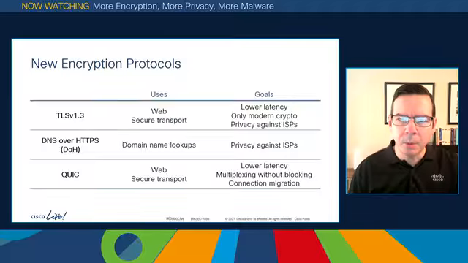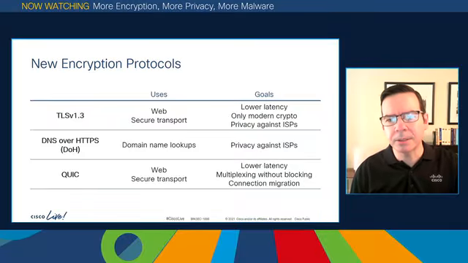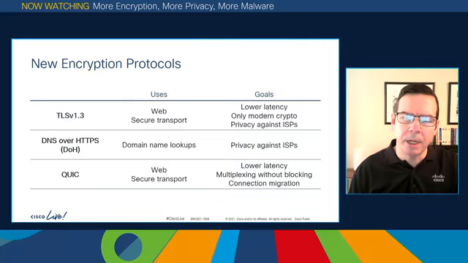And lastly, QUIC is a secure web protocol like TLS, but one with more performance advantages even than TLS 1.3 has. So it has lower latency, but it also does multiplexing of multiple data streams across a single secure connection without blocking, which means that it's a performance advantage. And it also allows connection migration, meaning that you can make a quick connection on a Wi-Fi interface and then migrate it to a 5G interface, which is a nice advantage.